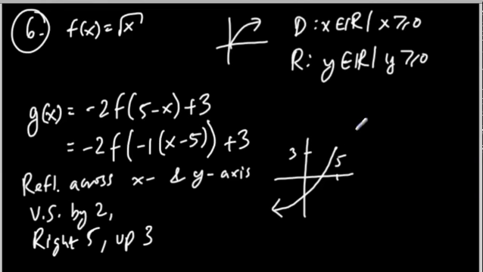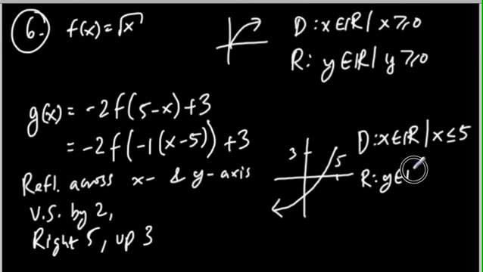So remember, a rough sketch is only what's needed in order to find the domain and range. So x is an element of reals, and x is less than or equal to 5. The range is y is an element of reals, and y is less than or equal to 3.